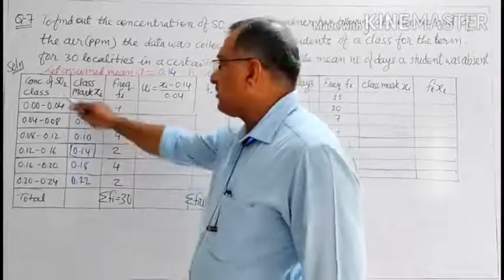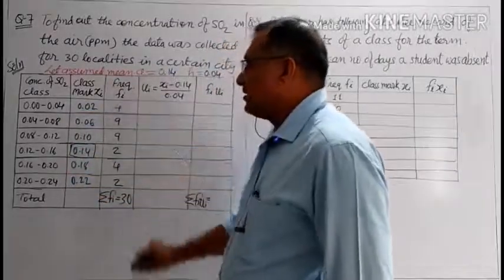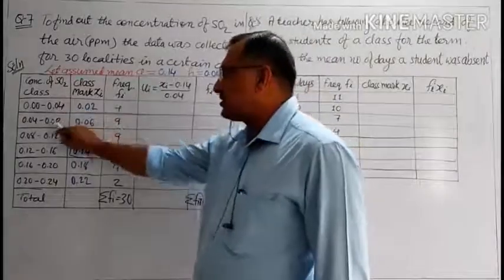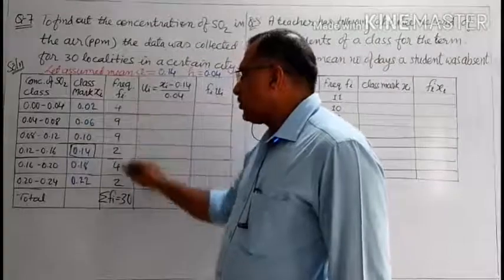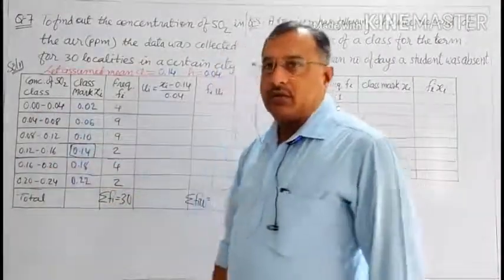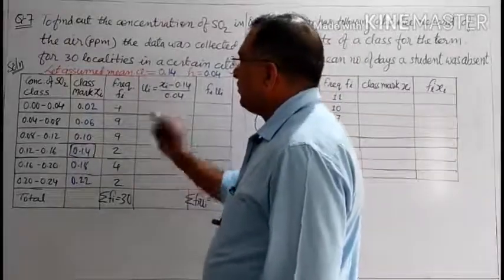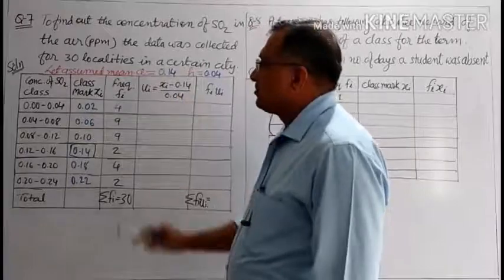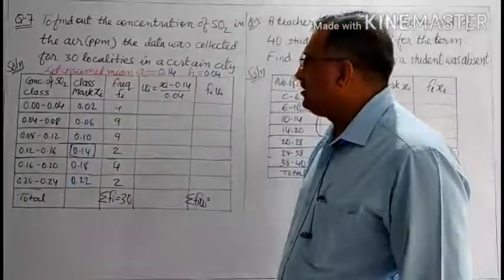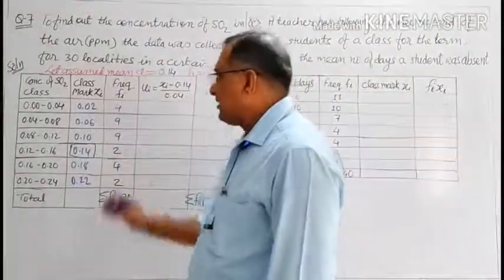So here the concentration of the sulfur dioxide is given, and the frequency. There are 4 localities having this concentration, 9 localities having this concentration, and so in total 30 localities' concentration is given here in the data that was collected. So our question is to find the mean concentration of the sulfur dioxide in a certain city across these different localities. So let us find out.